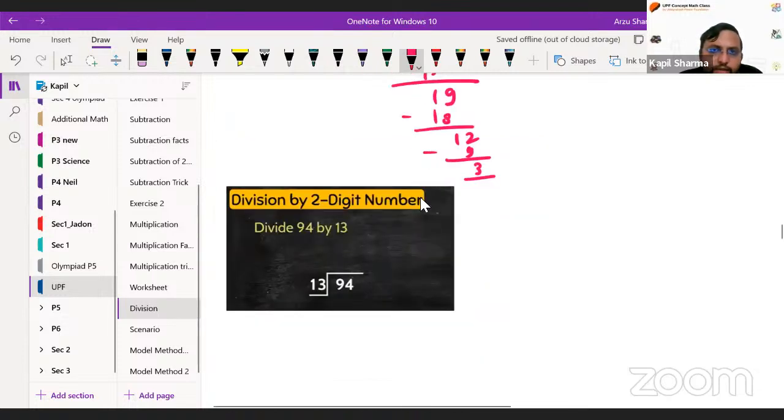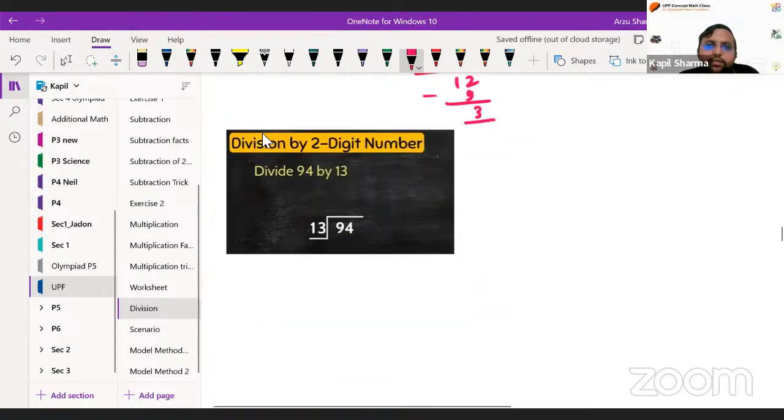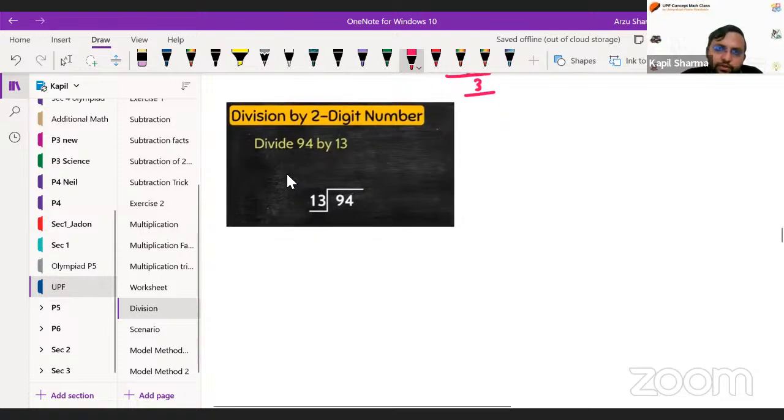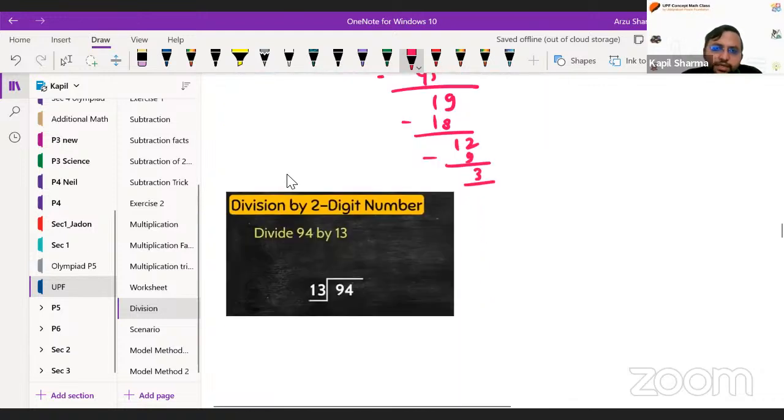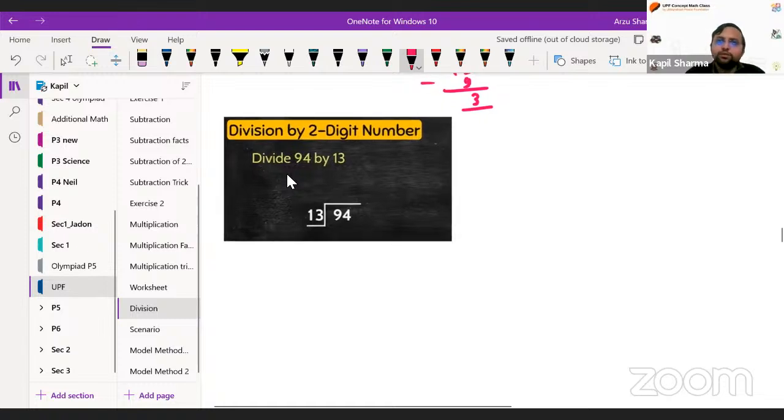Fine. Okay. Now next, let's look at the division by two-digit numbers. So here we have 94 and 13. Yes, Parth, that's correct. Okay. So try this one.